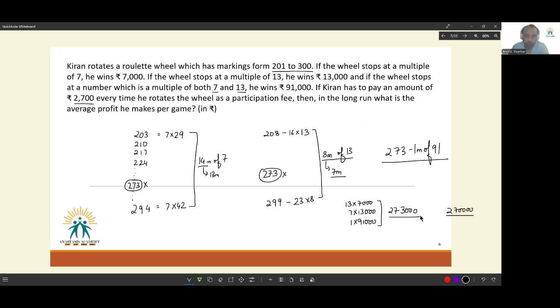2,70,000. So, how much is he earning? On an average, how much is he earning over 100 throws? It is just 3,000. He's earning 3,000 over 100 throws. Then, per throw, he will earn a grand total of 30. In the long run, what is the average profit he makes per game? He will make 30 rupees per game.